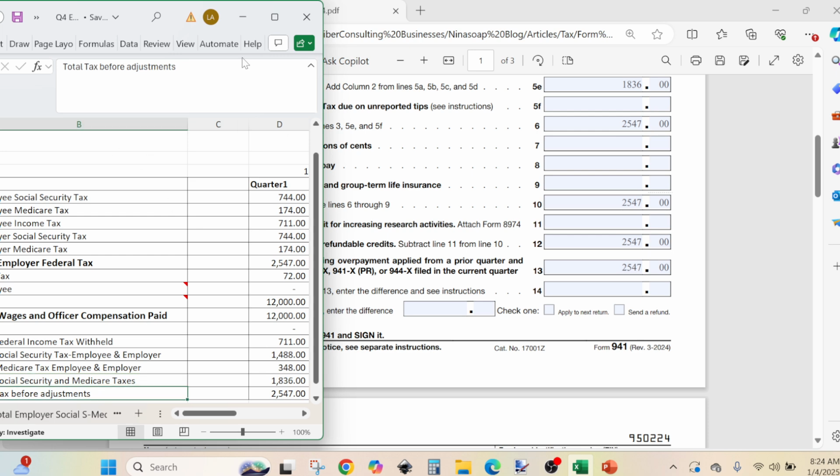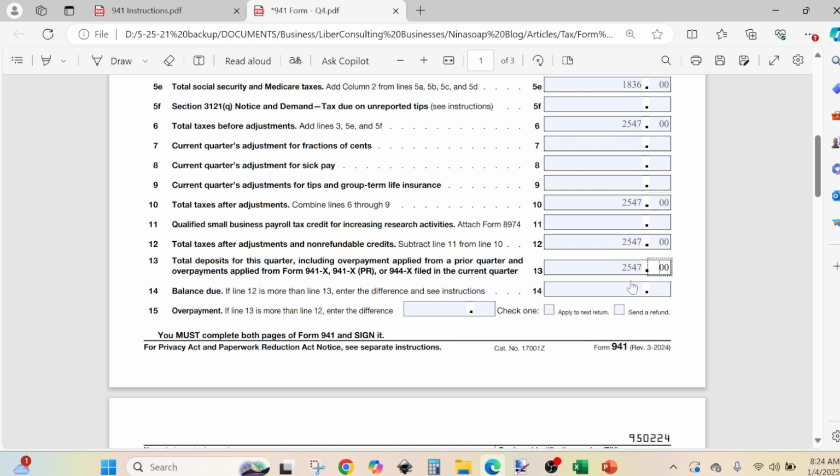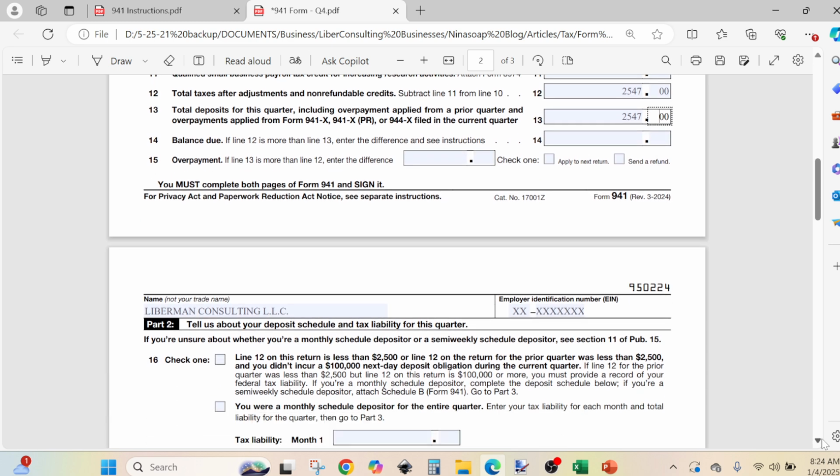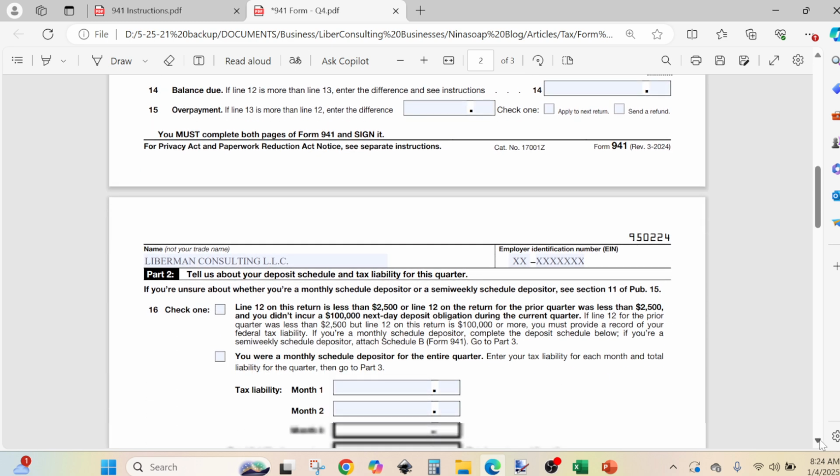Total tax before adjustment. Okay, so now we'll go to part 2. It's something I didn't mention before when I was talking about how to complete Form 941 if no wages were paid. In Part 2, you have to remember to enter your business name and your business EIN number just the way you have it on page 1.